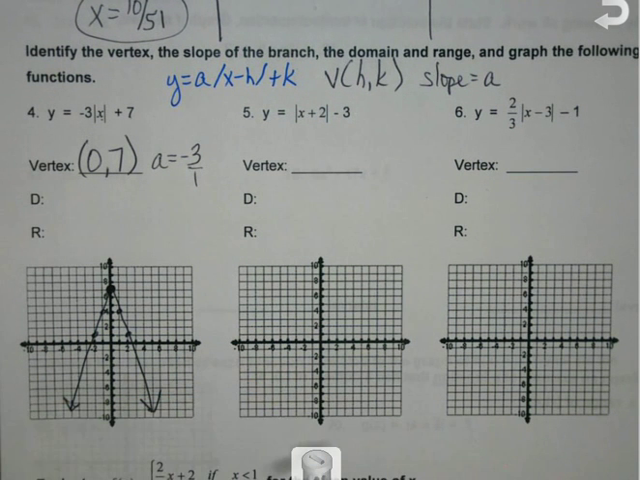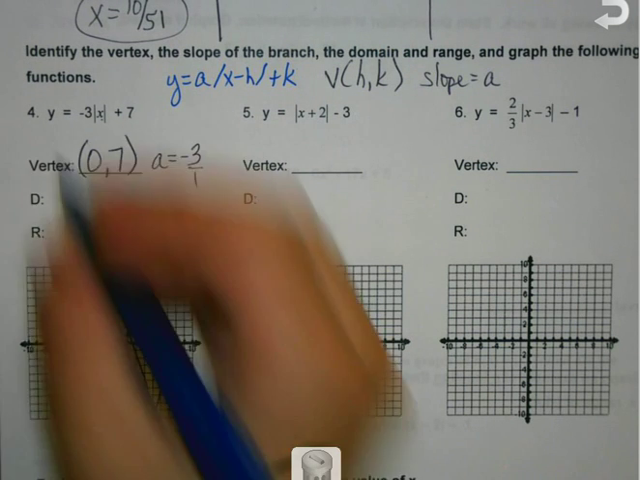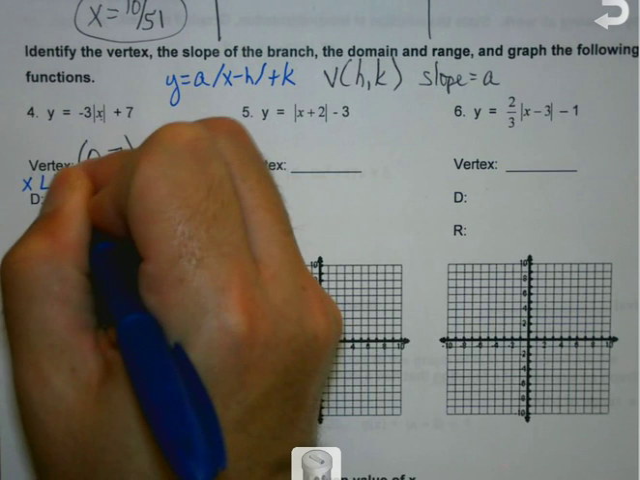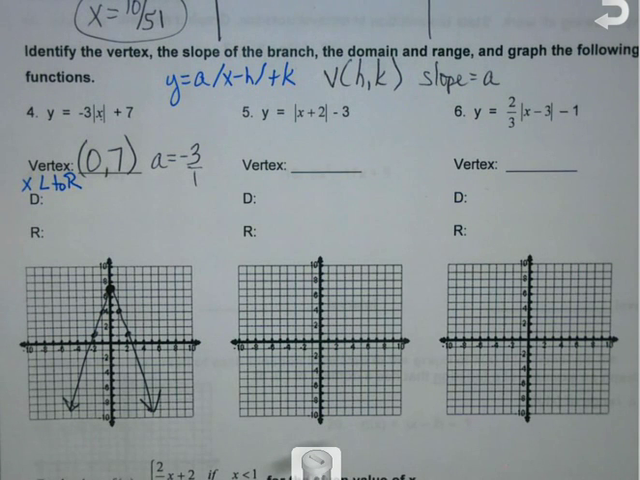Okay, got to have the arrows because it keeps on going and going, because that's going to come in handy when we get to this last part. So I'm going downward and I say, okay, domain. Domain is my x values going from left to right.